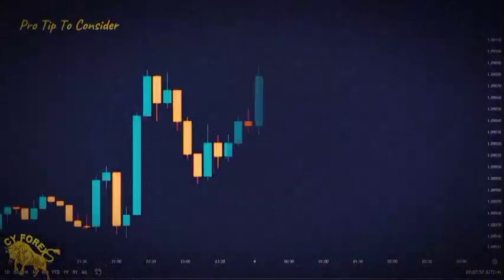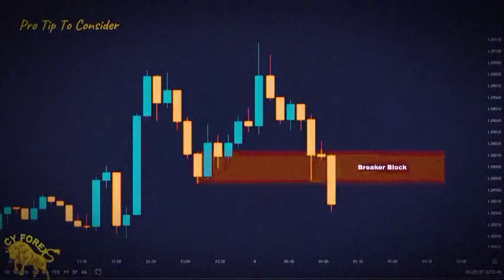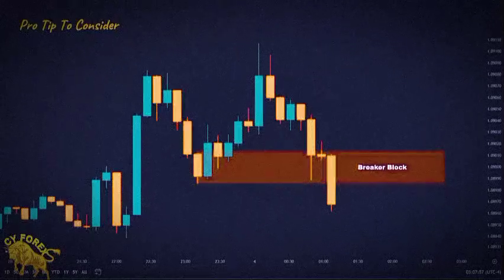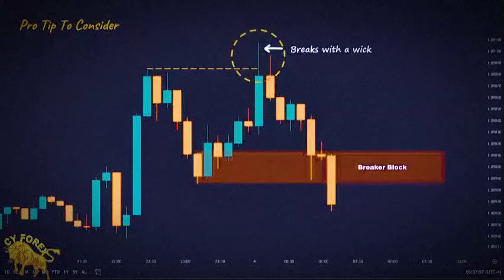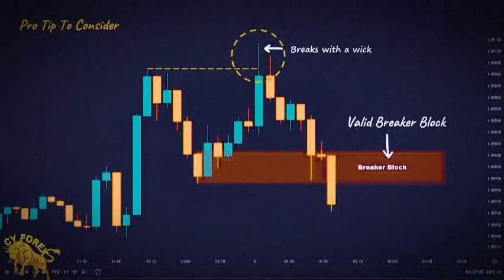Here's a pro tip to consider. When identifying a valid order block, the price must break and close above or below the recent swing high or low to form a valid break of structure in conjunction with the order block. However, this requirement is not obligatory for a breaker block. There is no need for the price to close with a candle body above or below the recent swing low when identifying a breaker block.